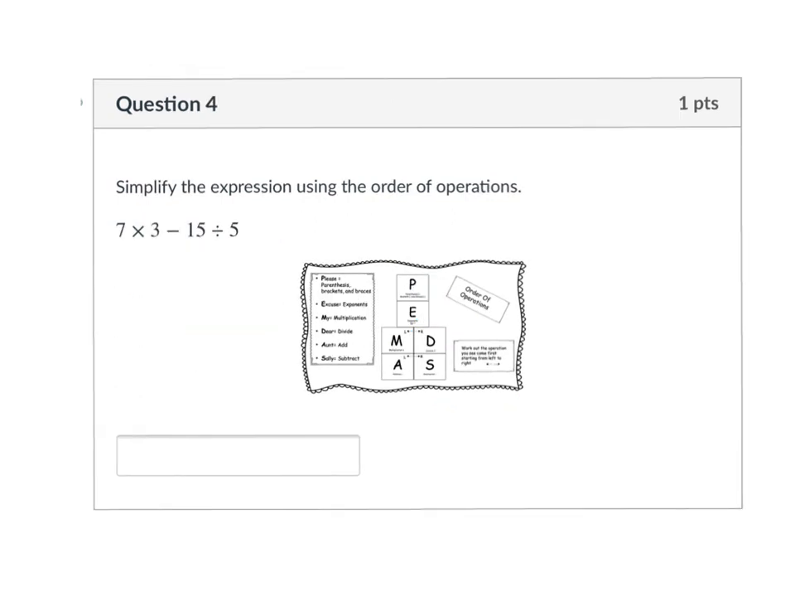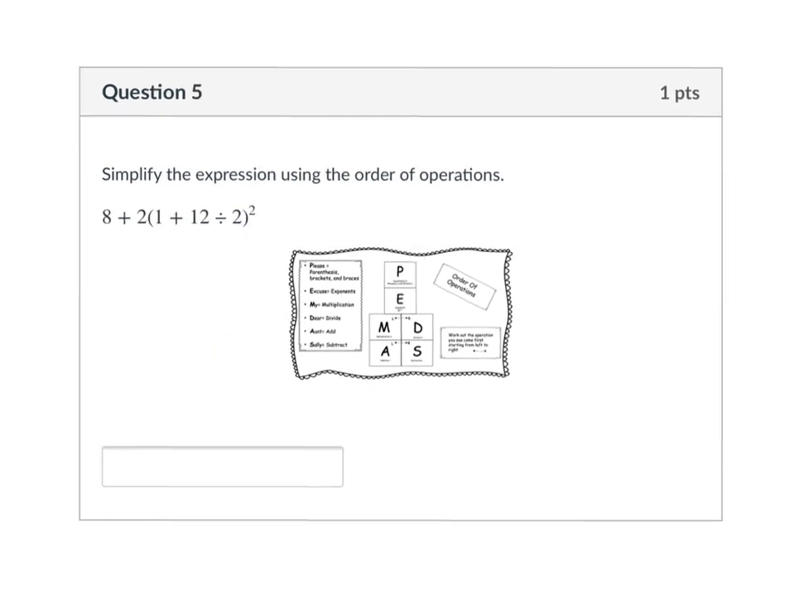Simplify the expression using the order of operations. I have 7 times 3 minus 15 divided by 5. Again, no parentheses, no exponents. My next step is multiplication and division from left to right. So I have multiplication and I have division. So I'm going to do my multiplication first because that comes first. 7 times 3 is 21. Still going to keep that subtraction sign. 15 divided by 5 is 3. So I have 21 minus 3. That equals 18.